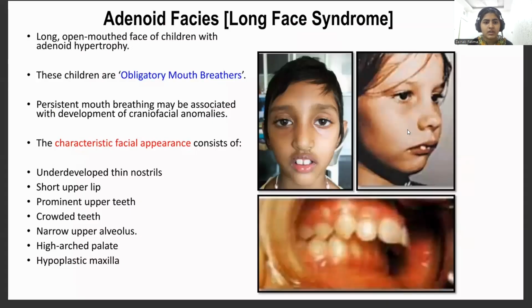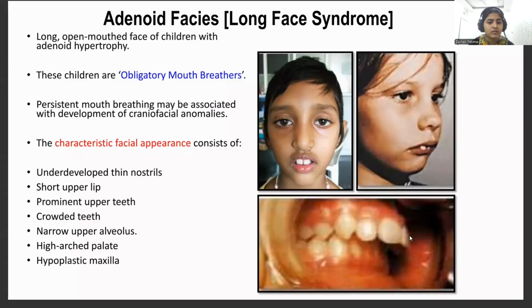This is the picture that is shown, which is adenoid facies. It is also known as long face syndrome. Long and open mouth face of children with adenoid hypertrophy. The children are obligatory mouth breathers. They mostly breathe with the mouth. Mouth breathing may be associated with the development of craniofacial anomalies. When there is a mouth breather, we can see the difference here. We can see it is a very overbite and it's a mouth breather. So the upper anteriors are more prone to be outwards.